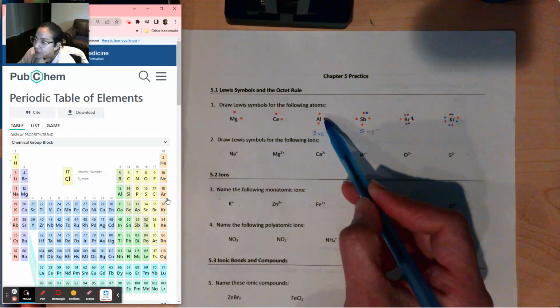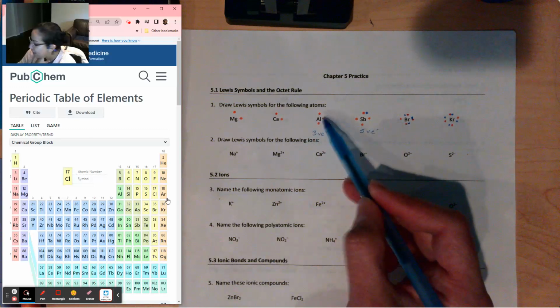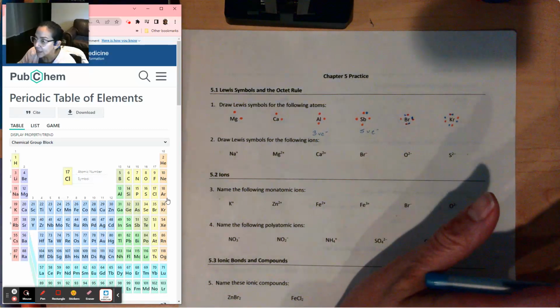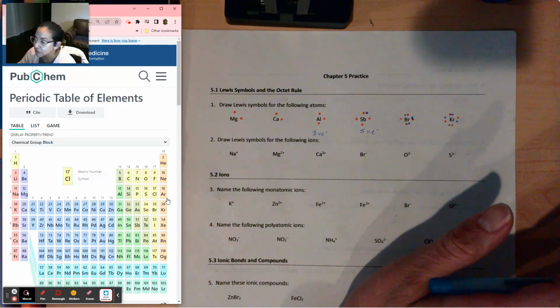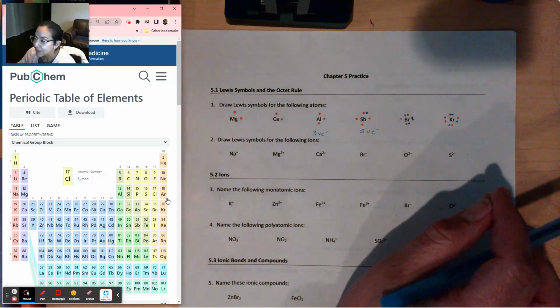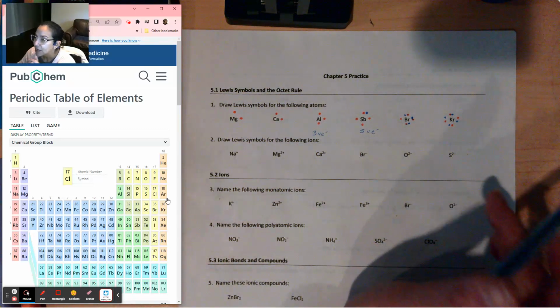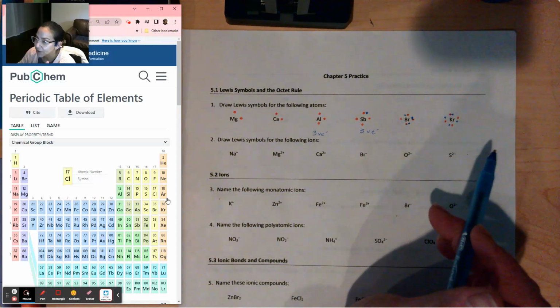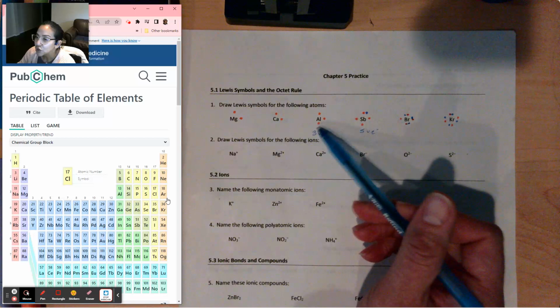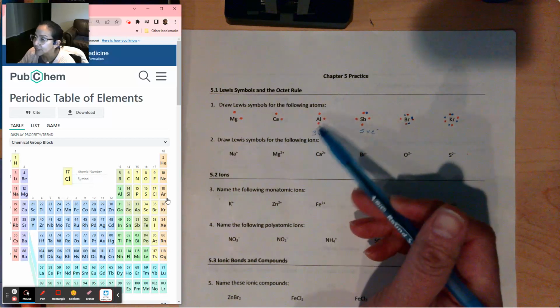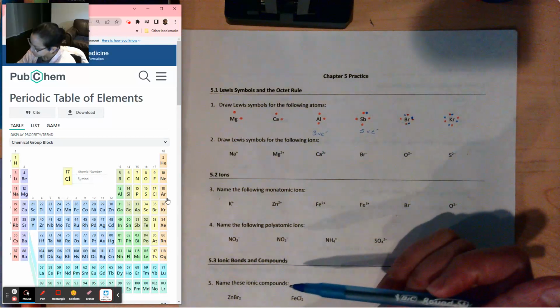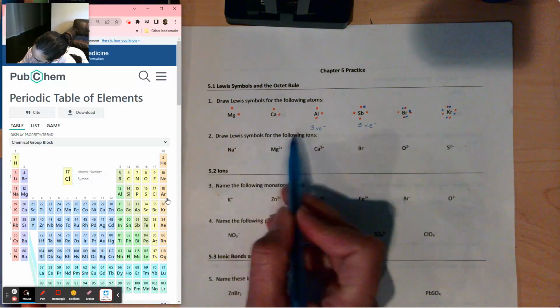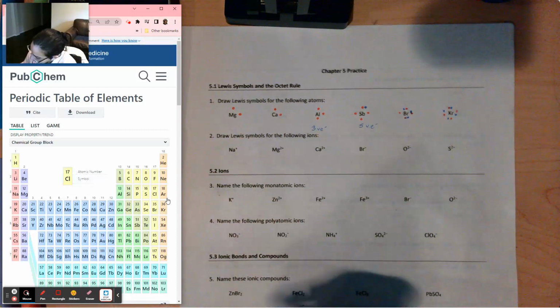While aluminum, it's going to take more effort for it to gain a whole bunch of electrons to fill its octet. So it's going to have to gain 5 to fill its octet. That takes too much time, too much space, too much effort, right? So it's just going to lose 3, and it's going to get a positive 3 charge. All right, let's look at these ones and create the Lewis dot symbols for these ions.